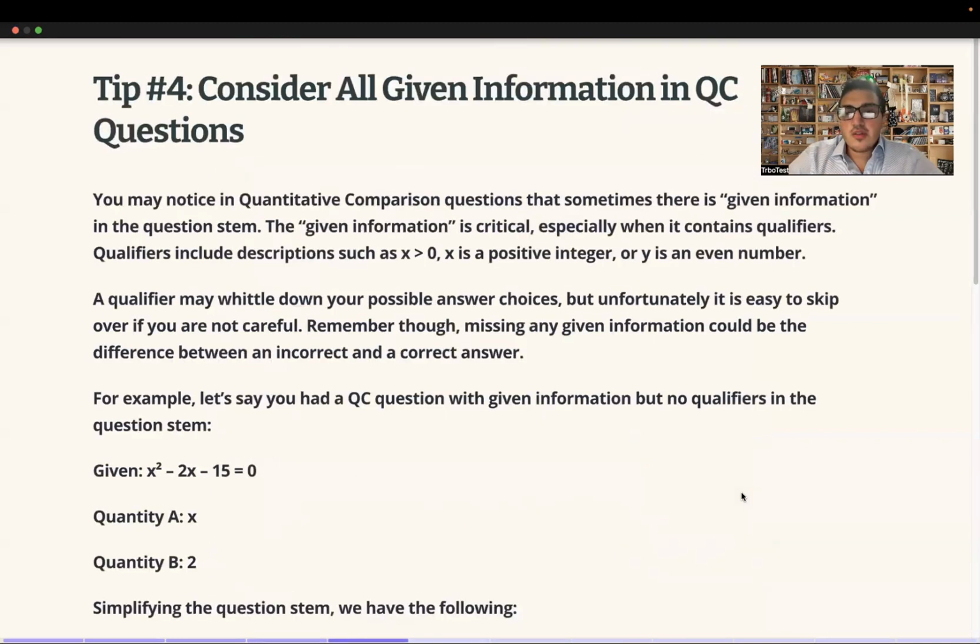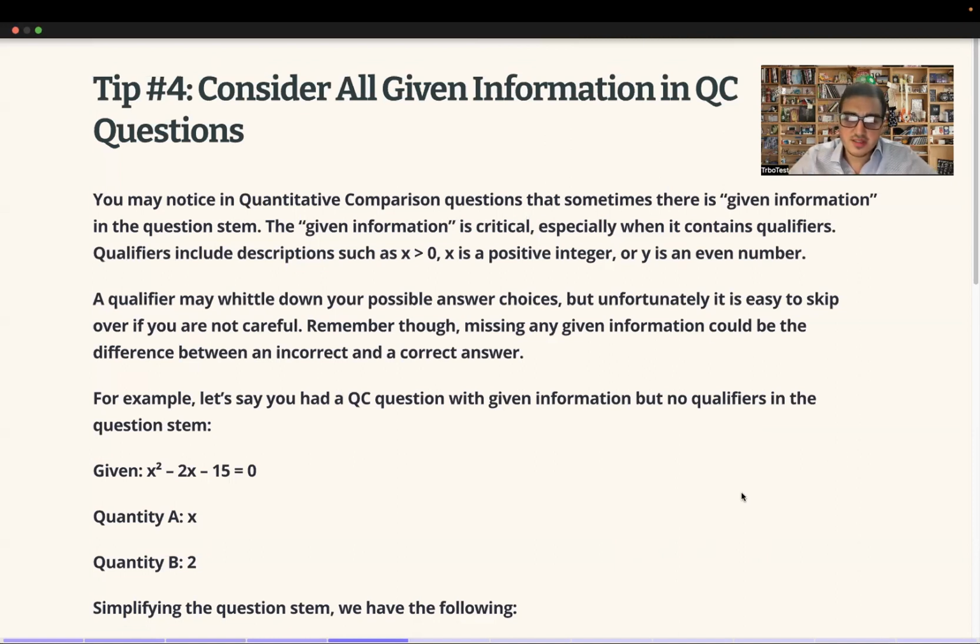So, consider all the information in the QC questions. You may notice that sometimes there is given information in the question stem. The given information is critical, especially when it contains qualifiers. Qualifiers include descriptions such as x is greater than 0, x is a positive integer, or y is an even number. The qualifier may whittle down your possible answer choices, but unfortunately, it is easy to skip over if you're not careful. Remember, though, missing any given information could be the difference between an incorrect answer and a correct answer.